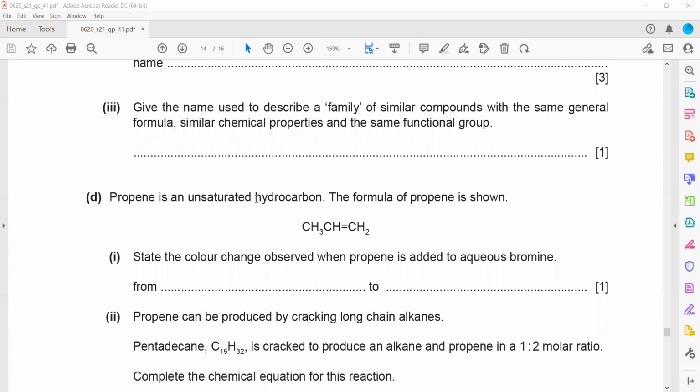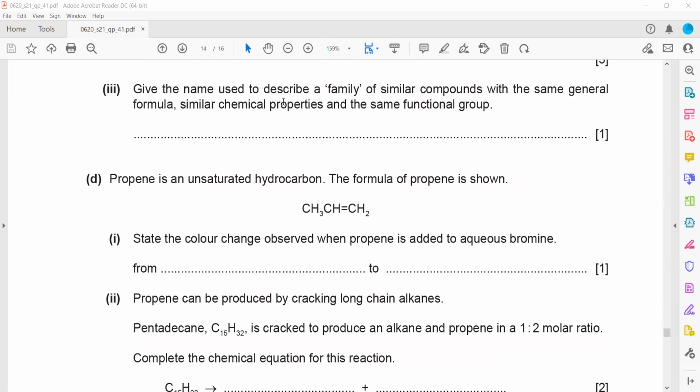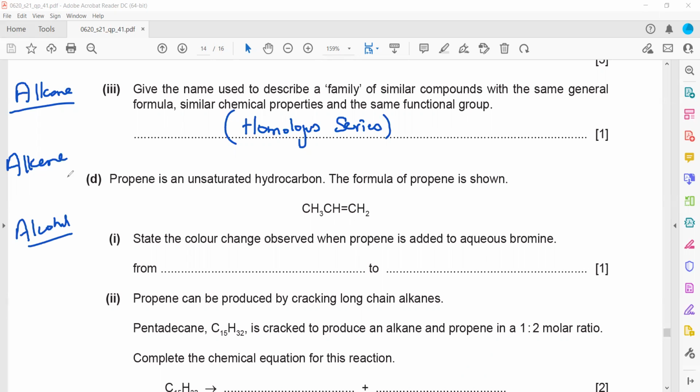Then give the name used to describe the family of similar compounds. Those having similar chemical properties, we call them a homologous series. So a homologous series is a name given to a family of compounds which have the same chemical properties and a functional group, like alkanes. All alkanes are homologous; it's one of the homologous series. All alkenes are homologous. Alcohols are homologous, because they all have the same general formula as well as similar chemical properties.